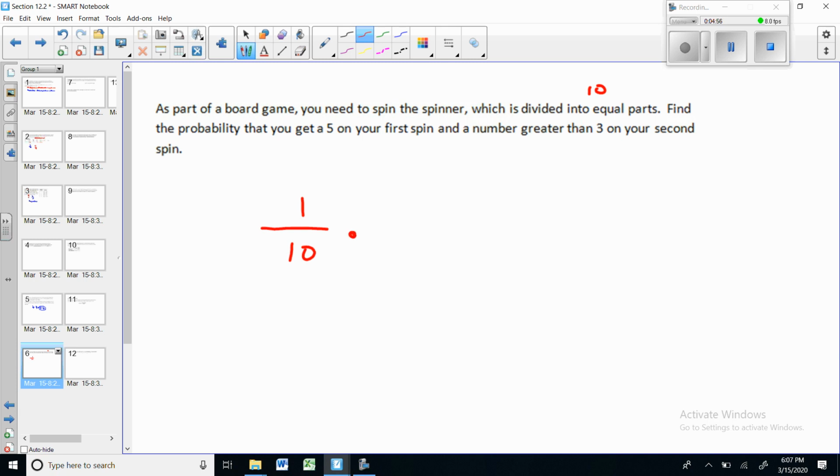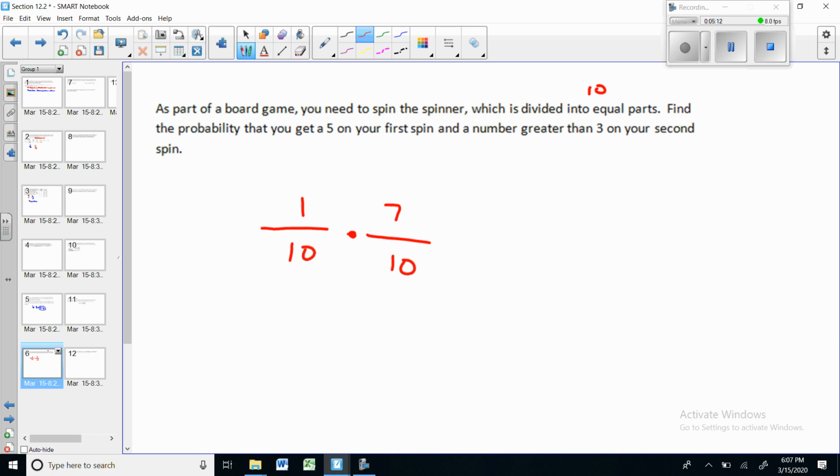How many numbers do we have greater than 3? Well, don't count threes. You've got 4, 5, 6, 7, 8, 9, and 10. So that gives us 7 possibilities. We still have the 10 spots in the spinner, because just because I got a 5 doesn't mean that 5 vanishes off our spinner.